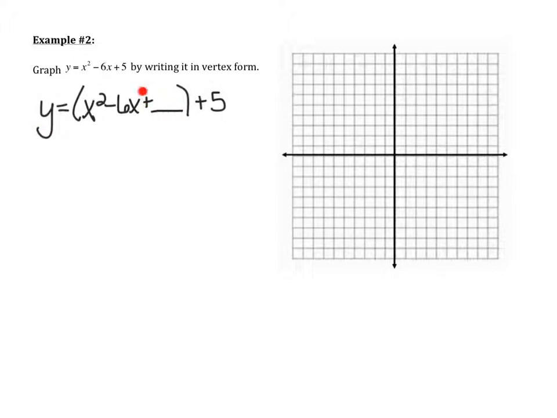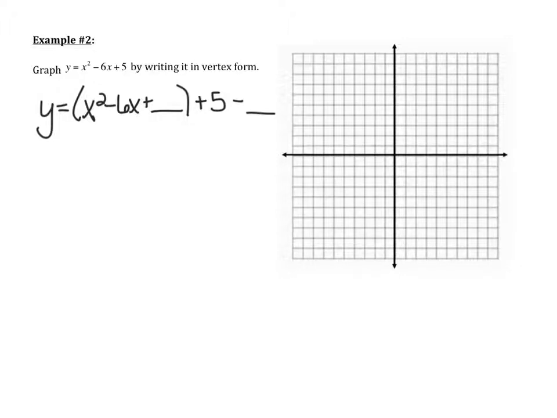So whatever I add to the inside of our parenthesis here, I actually want to subtract out here to keep my equation equivalent to what I started with. So again, we're going to add a blank to the inside of the parenthesis, but then subtract a blank on the outside of the parenthesis. So once we have that set up, we're going to complete the square.